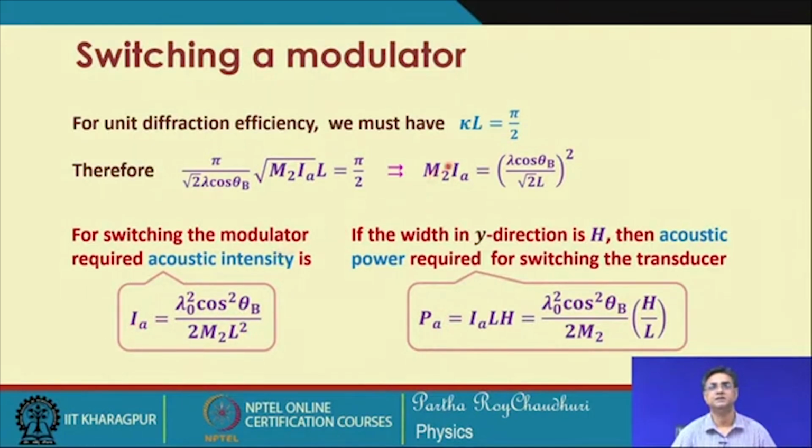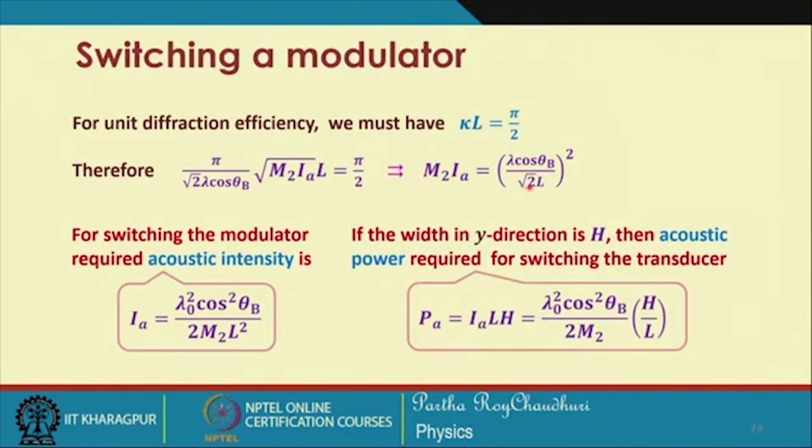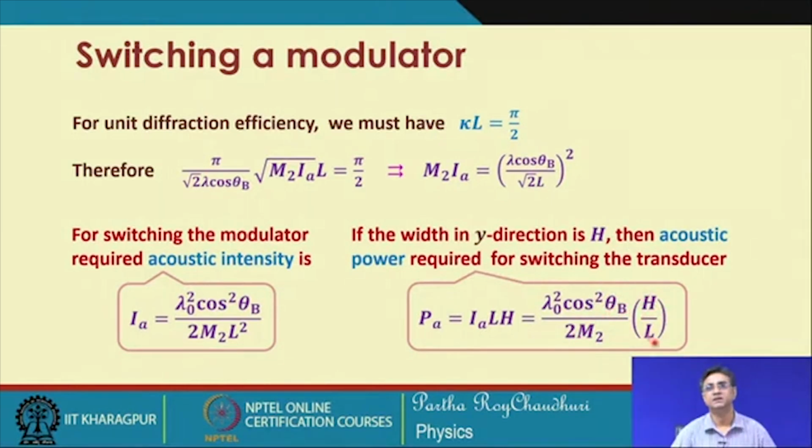This acoustic intensity comes from the M2 figure of merit, which gives you I_A L H equal to lambda 0 square cosine square theta B, the Bragg angle, over twice M2. This is the geometry of the acousto-optic cell. L is the width of the acoustic wave and H is the height. Put together, the width and the height give the acoustic power requirement.